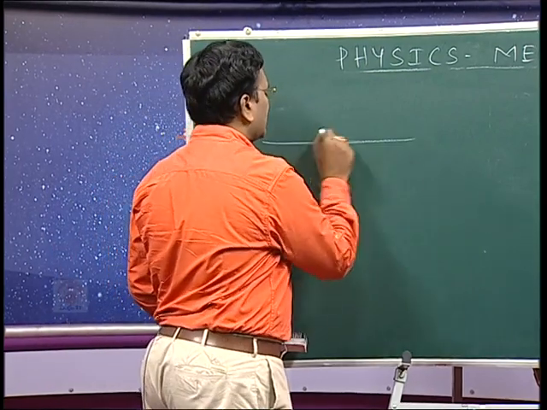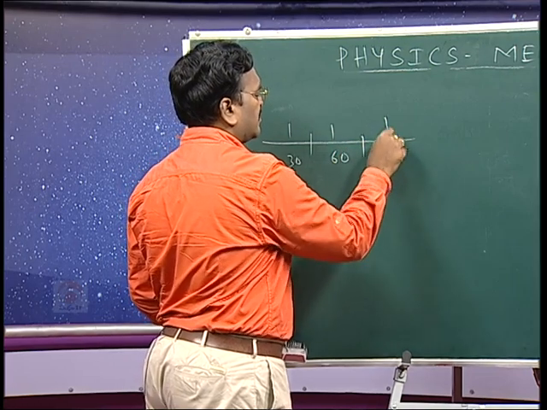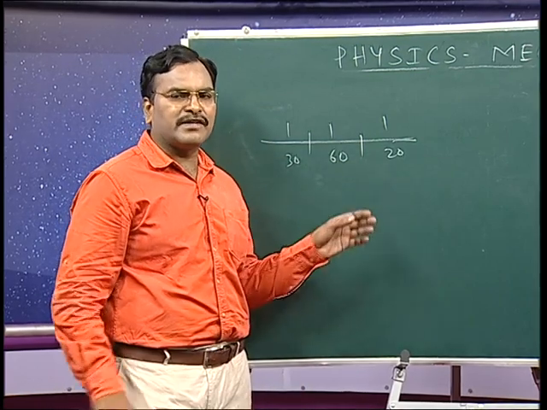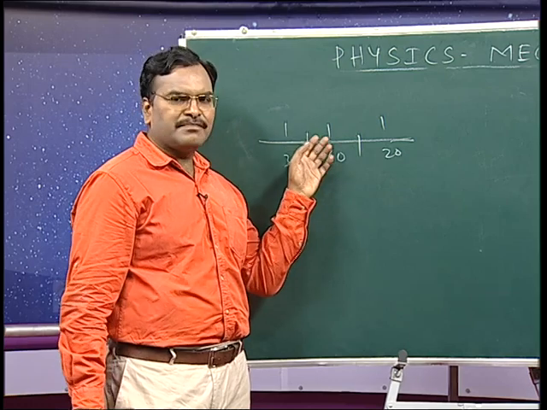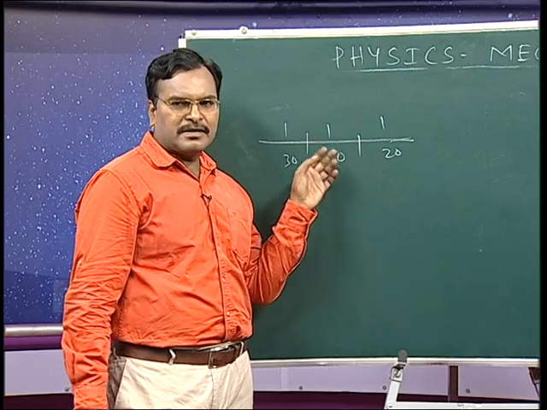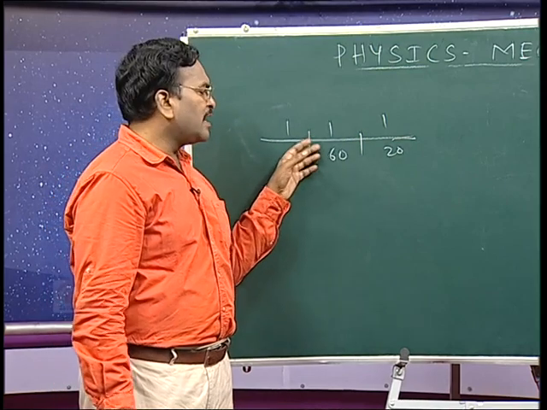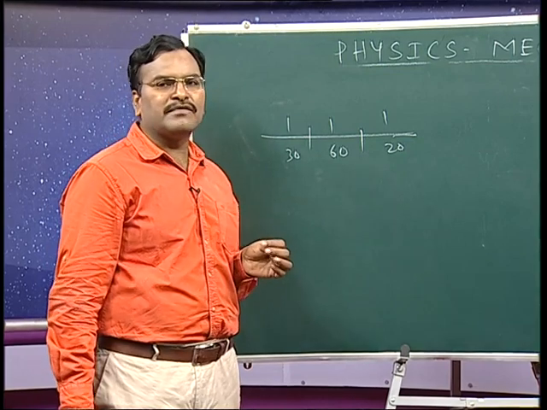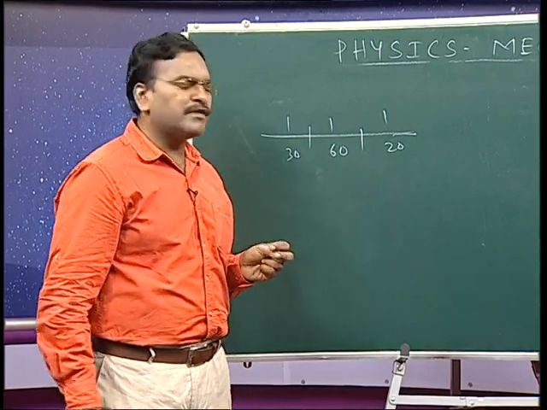First hour it travels 30, second hour it travels 60, the next hour it travels 20, like that. The body covers unequal displacements in equal intervals of time, or equal displacements in unequal intervals of time. Time is the same, but displacements are different. The body is said to be moving with non-uniform velocity or variable velocity.